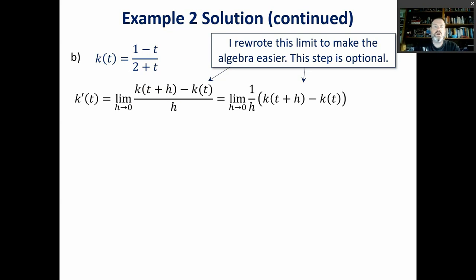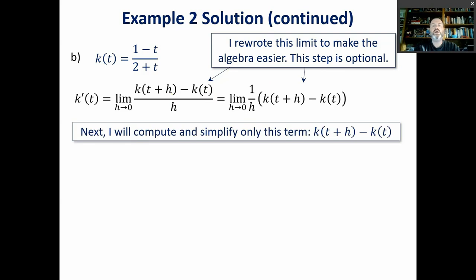If you're good at algebra, you don't have to do this step. You can just work straight down the other side. If you're a little nervous about the algebra, you're going to want to do what I do here, which is break everything into smaller bits in order to do the calculations. So I'm going to compute and simplify only the inside of this. I'm going to ignore the limit. I'm going to ignore the 1 over h for now. I just want to know, how does this inside part simplify?